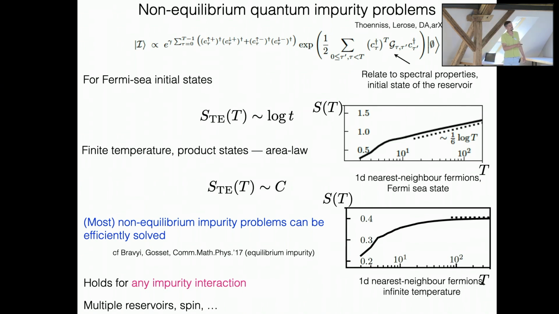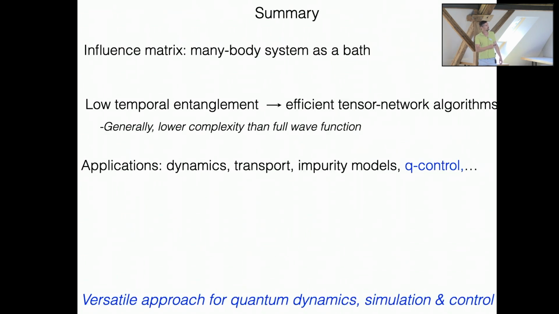And the nice thing is really that the complexity here is determined by how difficult it is to encode the properties of the reservoirs and not the impurity, because the impurity is usually a small system, such that if you've done that, you've solved every non-equilibrium impurity problem. And hopefully we'll have more news on the implementation of that. And with that, let me stop here.